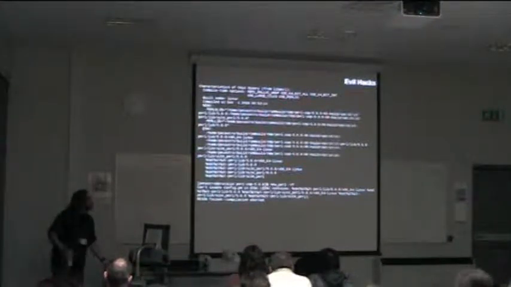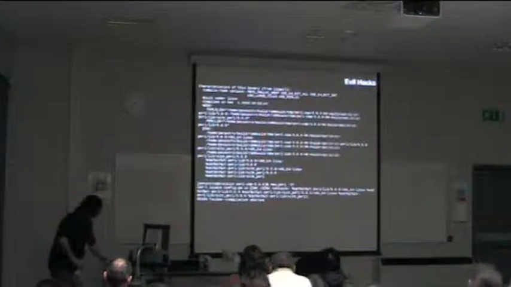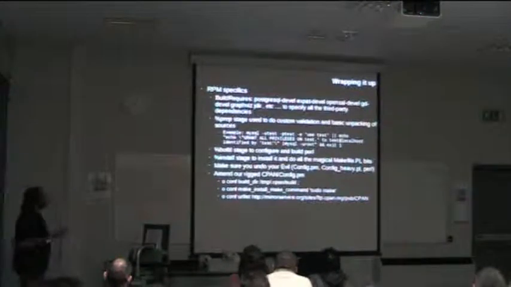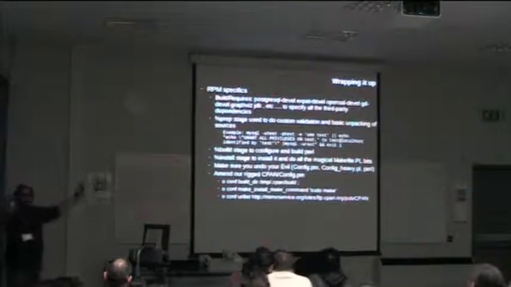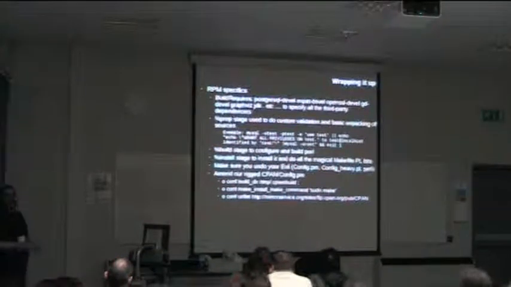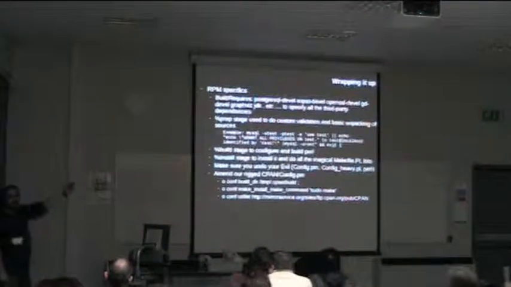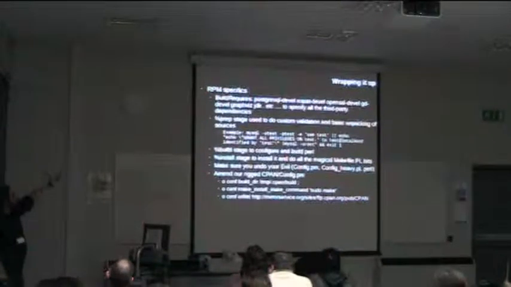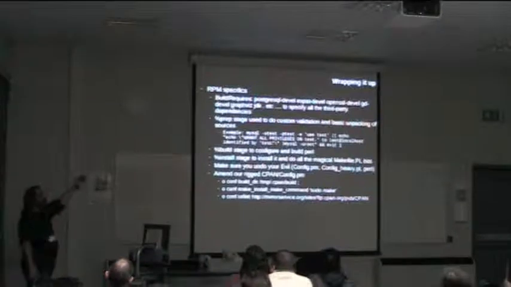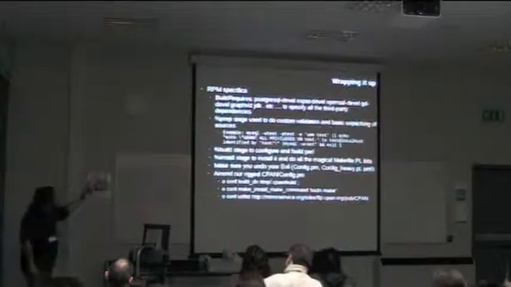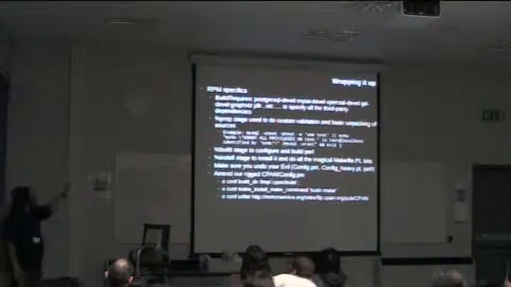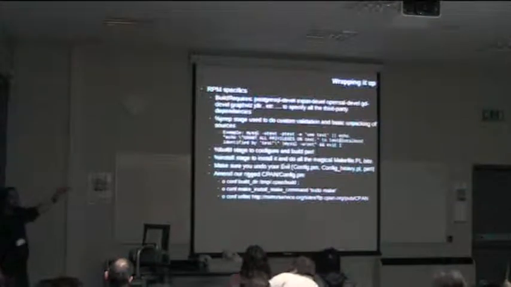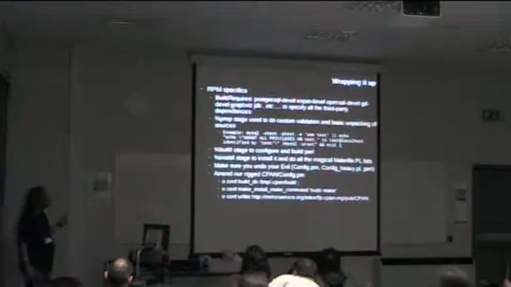And this is the most evil hack of all. So, wrapping all this up, for the RPM spec file in particular, we basically just say, well, to build this Perl and all its dependencies, I require you to have these libraries that satisfy the dependencies of the packages that I'm installing. I have a prep stage in the RPM to do some custom validation in the packaging resources. I have a build stage to configure and build Perl. The install stage to do the magical makefile bits.